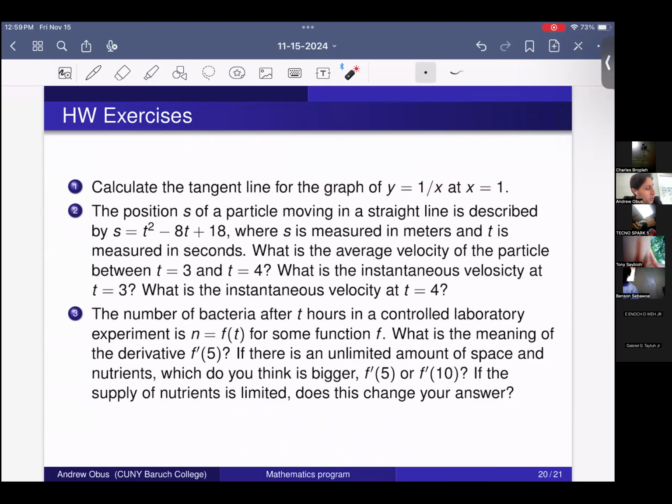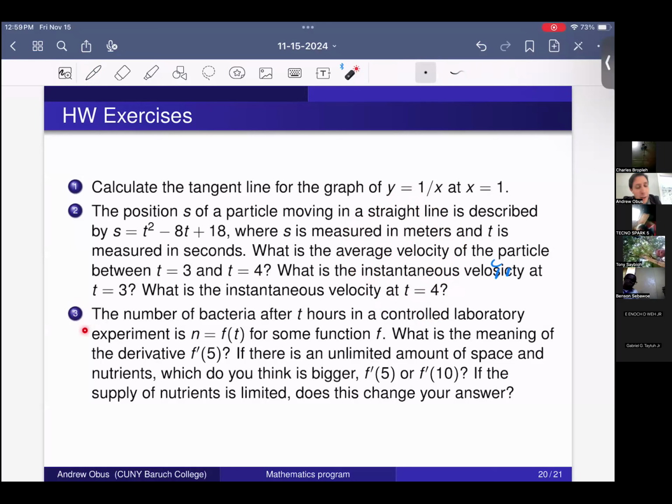Second one is a physics question. The position of a particle moving in a straight line is described by s equals t squared minus 8t plus 18, where s is measured in meters and t is measured in seconds. What is the average velocity of the particle between t equals 3 and t equals 4? What is the instantaneous velocity at t equals 3? And what's the instantaneous velocity at t equals 4? So these are going to be like the last question that we did in terms of physics.